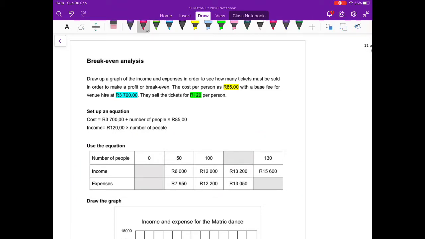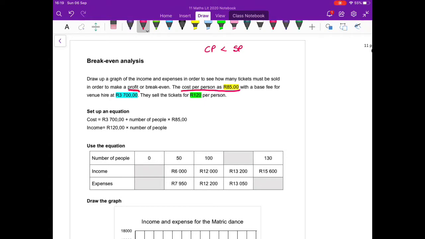It says, draw a graph of income and expenses in order to see how many tickets must be sold in order to make a profit or break even. So remember, your cost price is always less than your selling price because we're going to sell something to make a profit. So from this, the cost per person is 85 Rand. So that is going to be your cost.